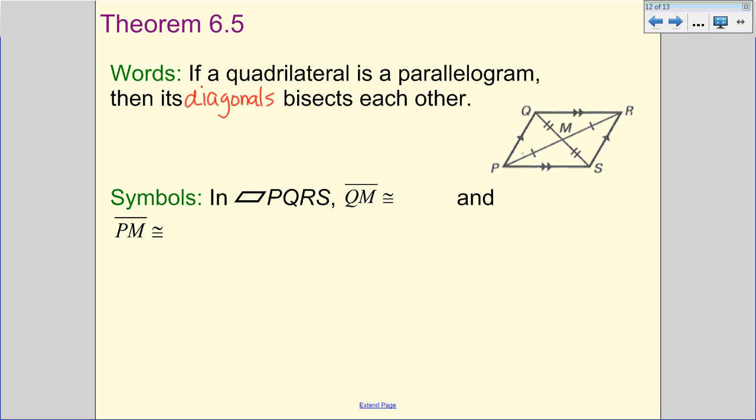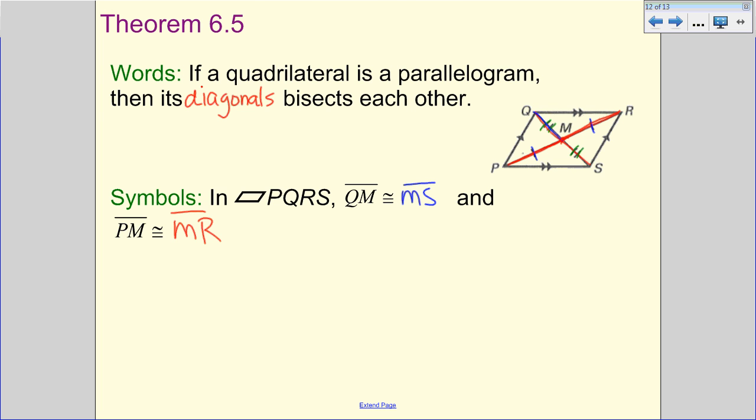So remember, these diagonals are what we draw in that connect non-adjacent, non-consecutive vertices. And so they are going to bisect each other, so they intersect. And if you notice, we've got 2 sets of congruent segments. All right? So what that means in symbols, in parallelogram PQRS, QM is congruent to MS, and we know that PM is congruent to MR.